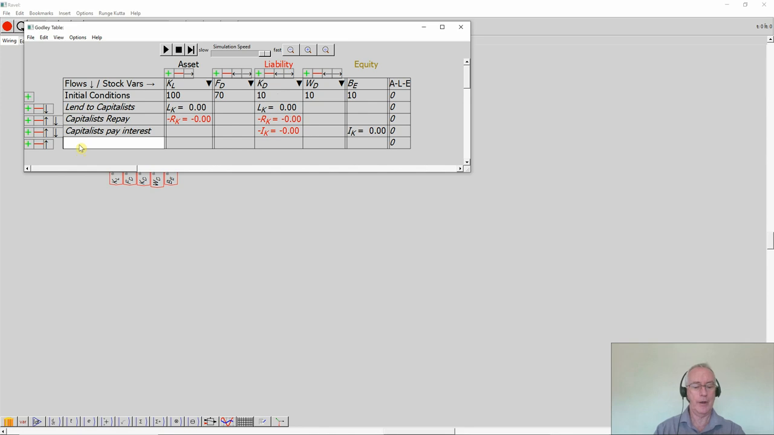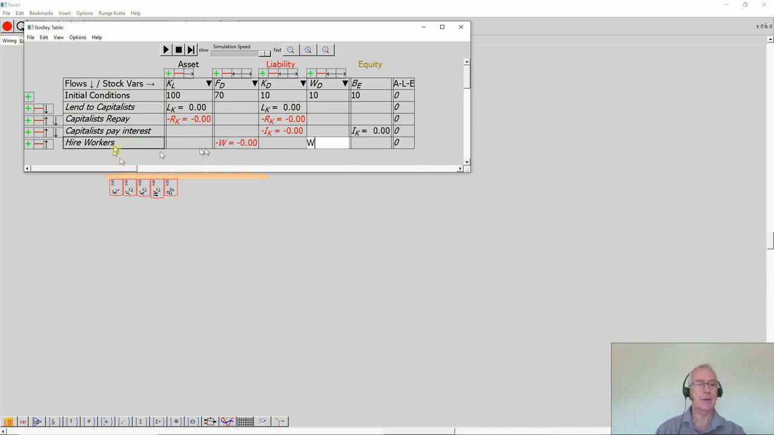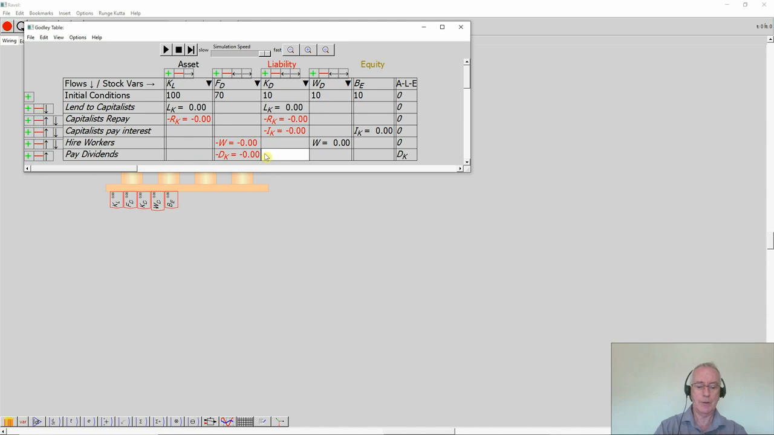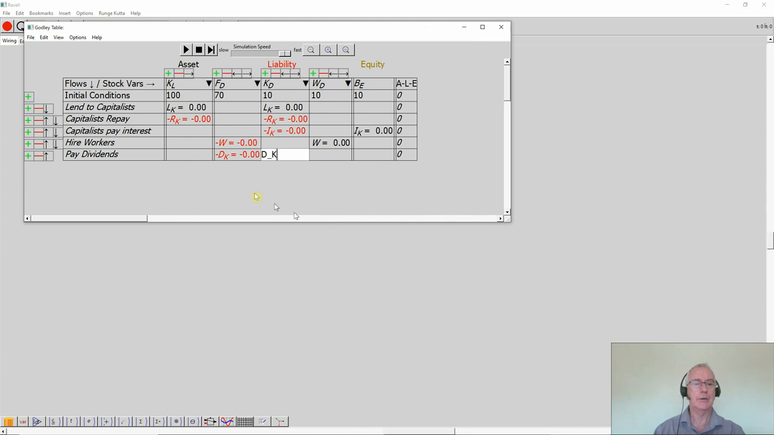Then you have hiring workers. Once you've established a firm, you now need to hire workers to work in it. So you've got to pay wages, and that's paid by the firm sector. Let's use a W. So wages come out of the firm deposit accounts and go to the workers. You pay dividends to capitalists. I'm going to indicate that with a D to K here, because I'm going to have dividends paid by the central bank at some stage as well to the treasury. So there's paying dividends, and then you have consumption.